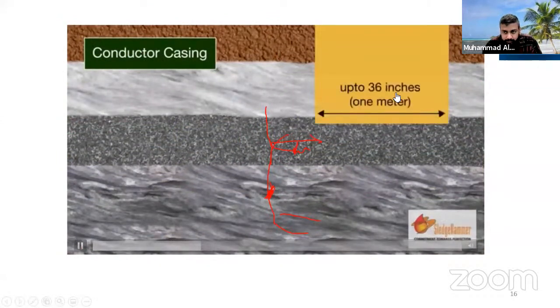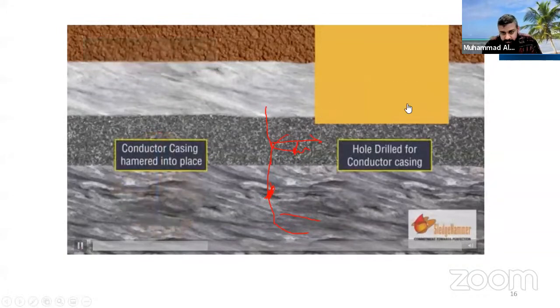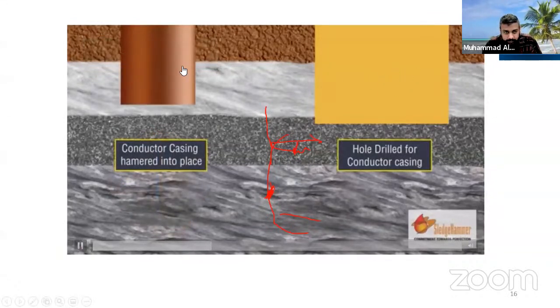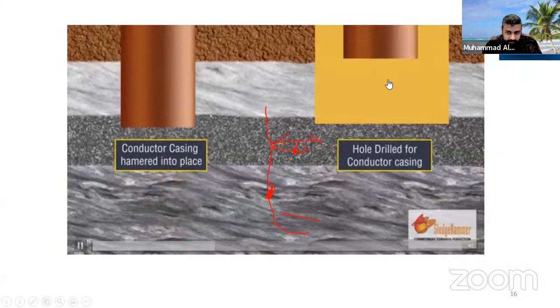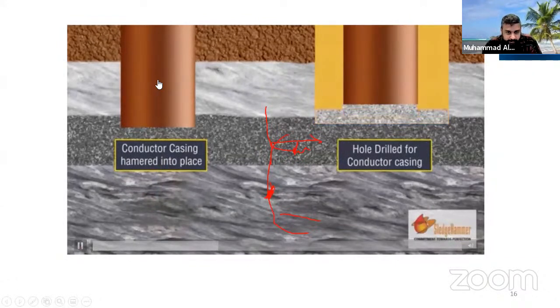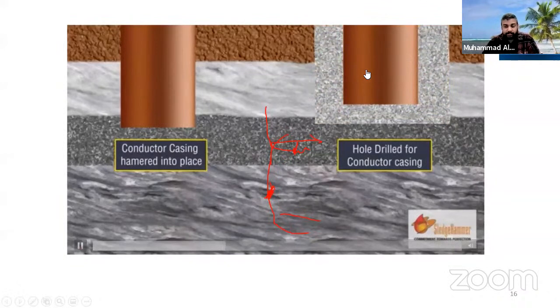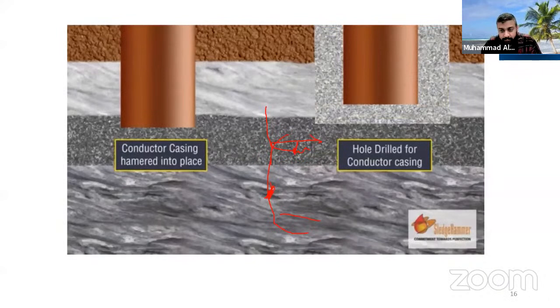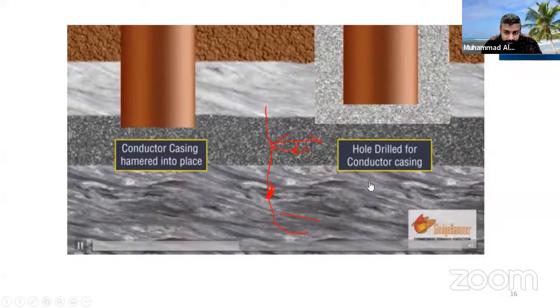Here's the conductor pipe, the first one that we do. And as I said, maximum 30 inch. We first drill the hole, then we put the pipe here, and then we cement it so that it gets fixed there. It's the first thing that we do. And after that, we'll use a smaller size of bit that will go inside this pipe and drill further.